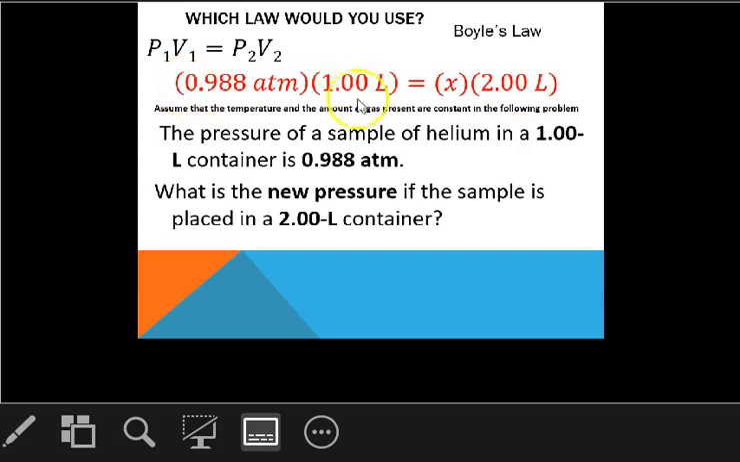Start with the side that in your calculator that you have both the numbers. So that's 0.988 times the 1 divided by 2. So you always start with the side that you have both of the numbers and divide by the one that's attached to the x. So if your volume goes up, you'll notice your pressure is halved because Boyle's law is an inverse relationship.